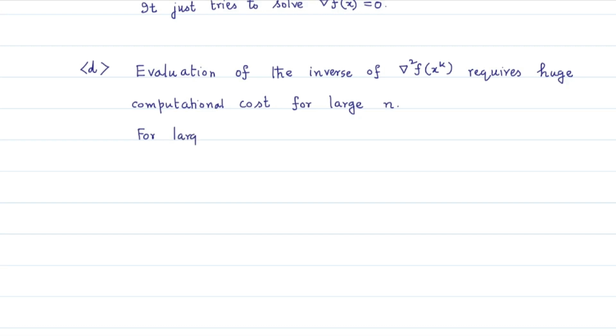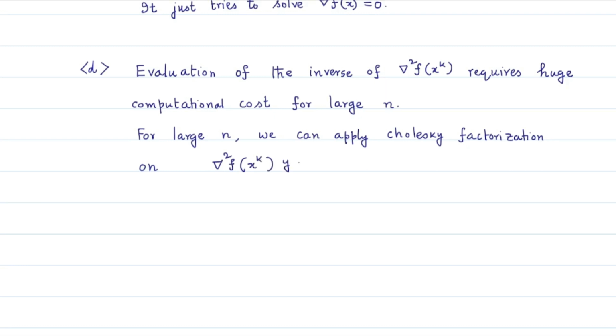So for large n, we can apply Cholesky factorization on solving the system of linear equations, the Hessian at xk times y is equal to negative of the gradient at xk, and then consider the point xk plus 1 equal to xk plus y. And if you find y by solving this system of linear equations, you notice that you don't require to compute the inverse of the Hessian matrix at the point xk.